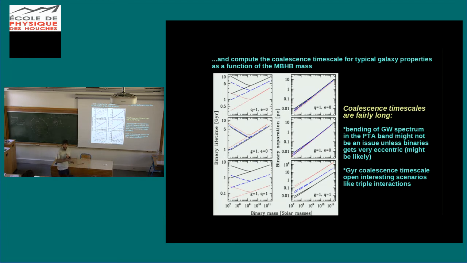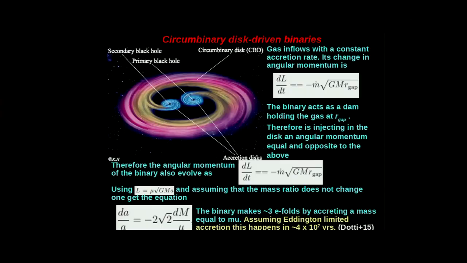But this is just to give you an idea of how you can overcome this problem that is called the last parsec problem. You have a binary that formed because the two black holes came together due to dynamical friction, but then you need to get rid of the energy and angular momentum, and interaction with stars can do that. Another way to do that is interaction with gas.